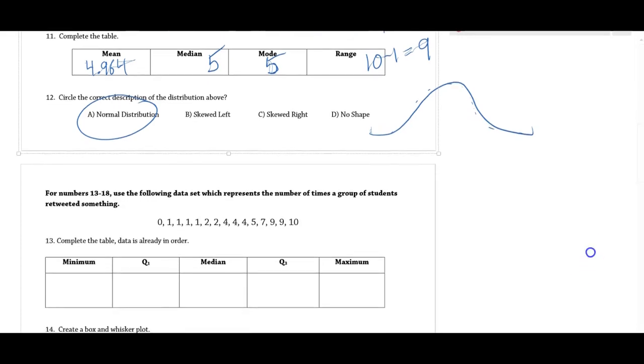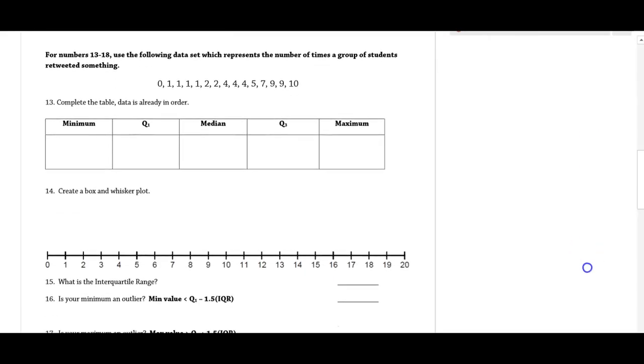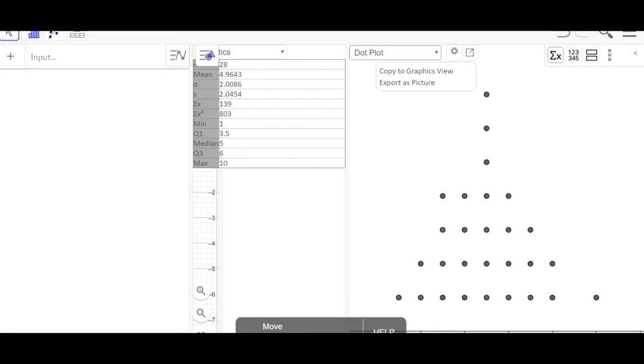Alright, moving on. Okay, so we're given another set of data here. This time we're looking for our minimum, Q1, median, Q3, maximum. It's the exact same steps in GeoGebra. So let's go ahead and throw that in there.